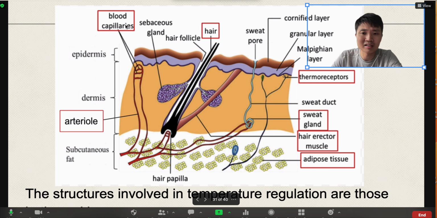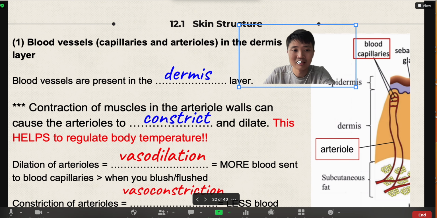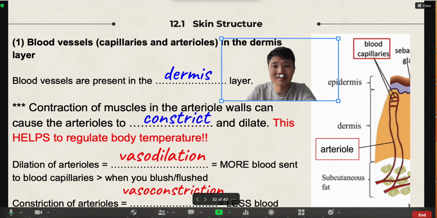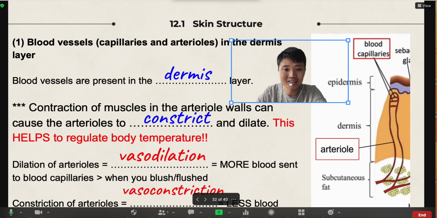The structures involved in temperature regulation are those highlighted in the red boxes. There are a total of five involved in temperature regulation. Shall we just get straight into it? Number one, we have your blood vessels. The blood vessels are present in the dermis layer, not in the epidermis, in the dermis layer.